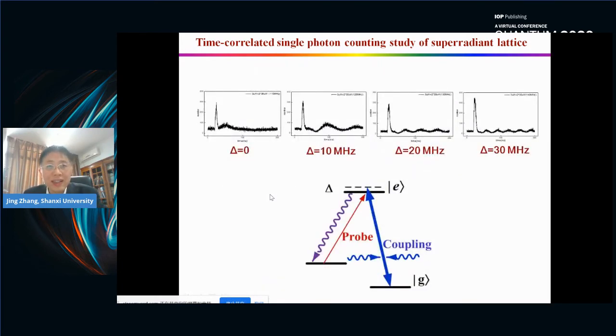We further precisely tune the detuning of the coupling lattice beam in the EIT configuration. We observe that the oscillation frequency at the wing depends on the detuning of the coupling lattice. This phenomenon can be explained by the dressed picture.